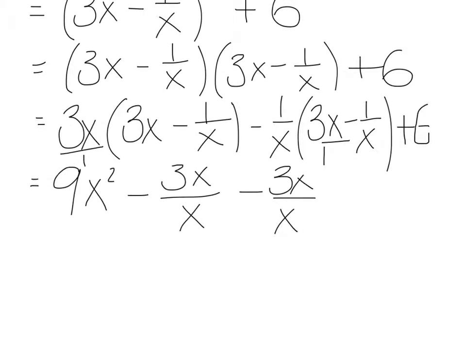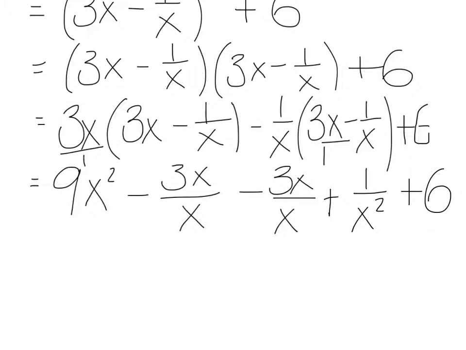And then we have negative 1 over x multiplied by negative 1 over x, so that's positive 1 times 1 on the top is 1, and x times x on the bottom is x squared. Then we have our plus 6 at the end.